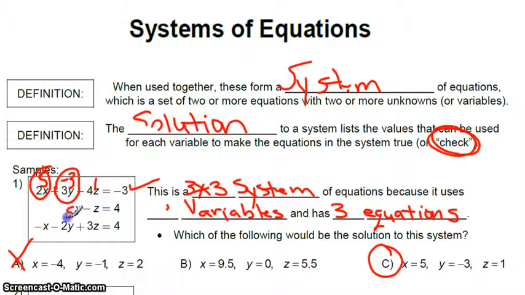I have 5 minus 1. 5 minus 1 is 4, so it's true for the second one. I have -5 plus 6, which is 1, and 1 plus 3 is 4. So it's true for all 3 equations, therefore C is the correct answer for this 3 by 3. So my solution would be an ordered triple of 5, -3, +1.